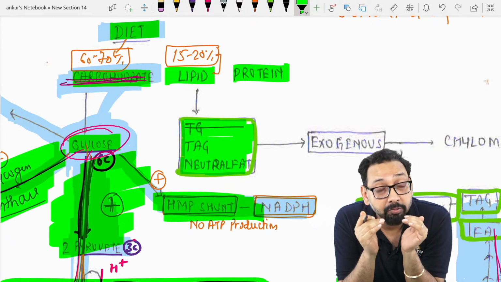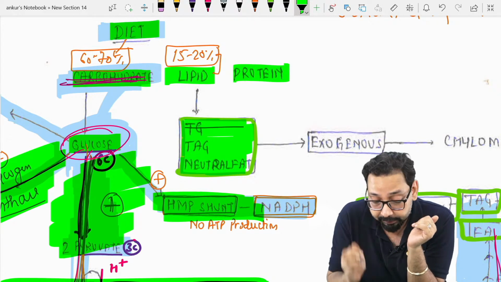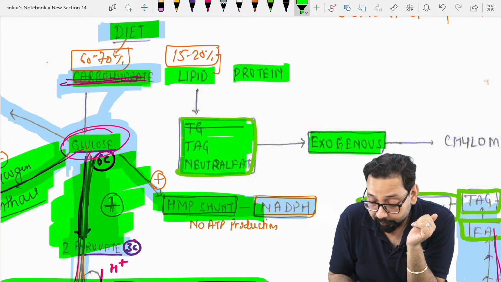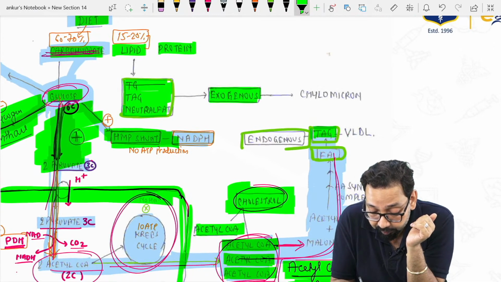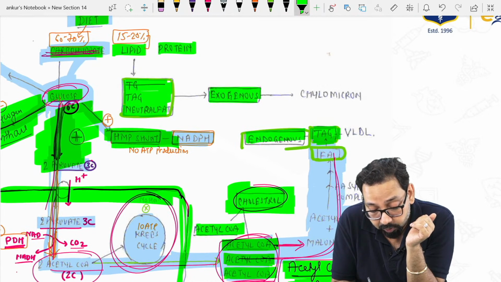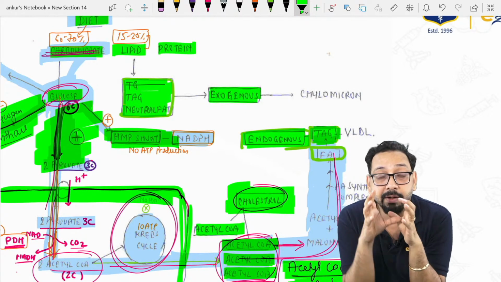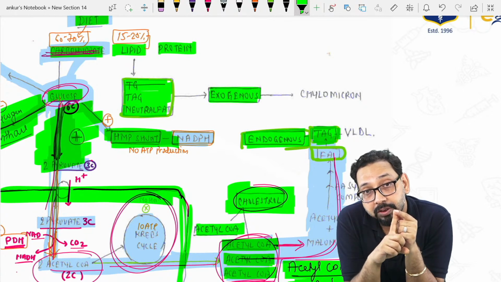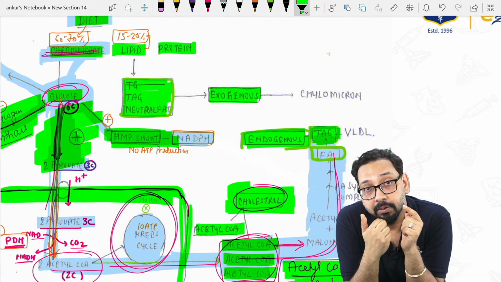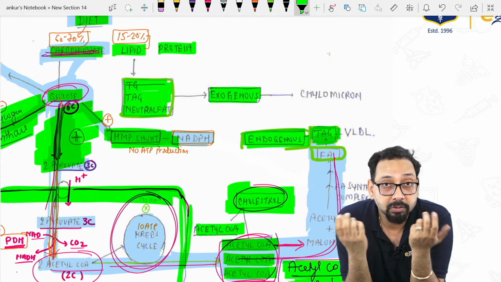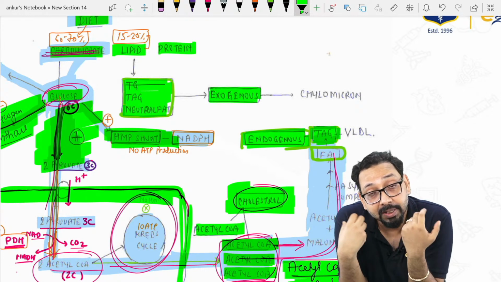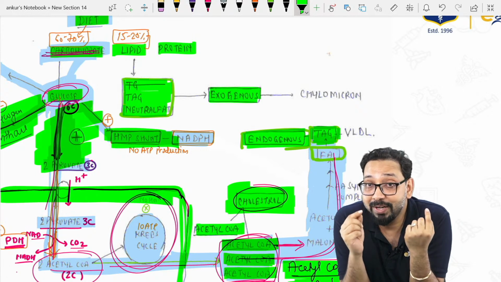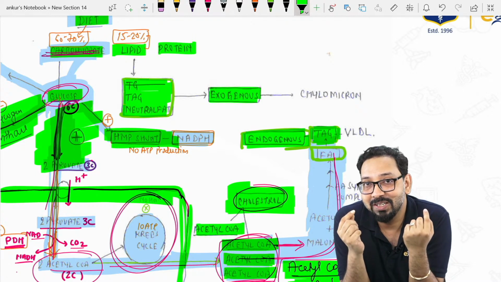The fat which comes from diet, that is coming from outside, is exogenous, and the fat which is synthesized in our body is called endogenous. Means in our body fat has two sources. First source is coming from diet, that is called exogenous, and what is synthesized in our body is endogenous. And you know, the most important organ of metabolism is liver.